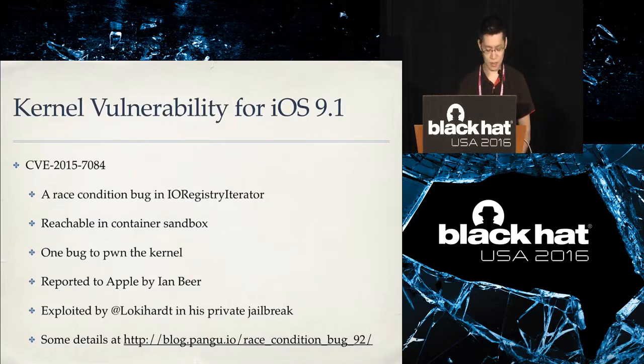We noticed that this bug is very dangerous because it's reachable in the container sandbox. That means any application you download from the App Store or install from the web is able to exploit this bug. Also, if you find a good way to exploit this race condition bug, it's enough to defeat all the mitigations. You can pwn the kernel with this one single bug.